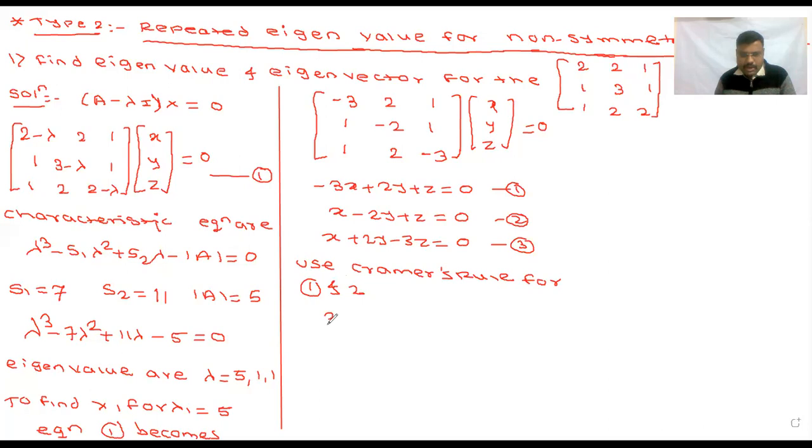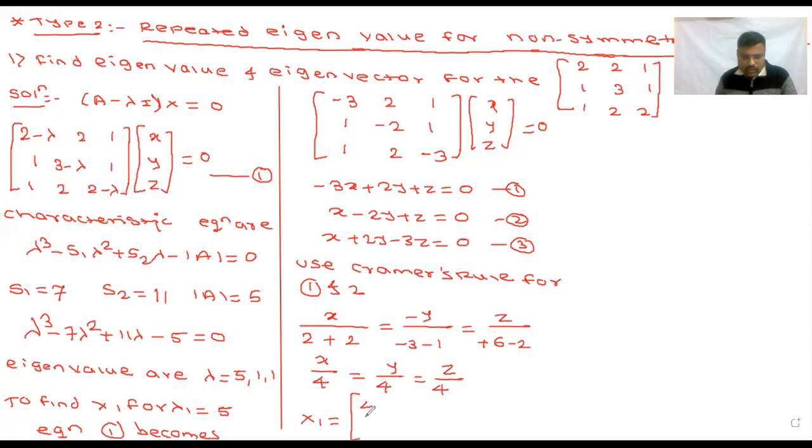So we got x divided by 2 minus 2, minus y divided by -3 minus 1, z divided by plus 6 minus 2. So x divided by 4, y divided by 4 and z divided by 4. So the eigenvector x1 is 4 4 4, or in symmetric form, 1 1 1.